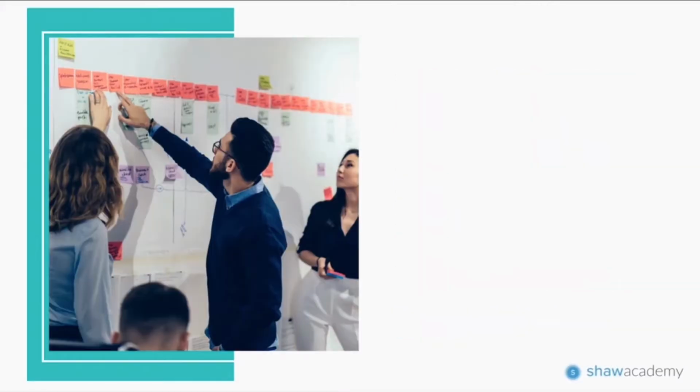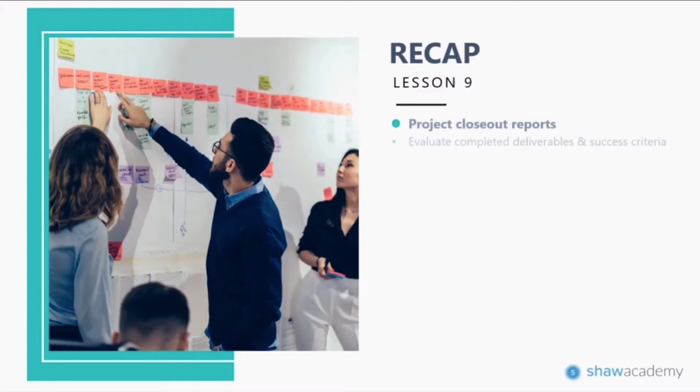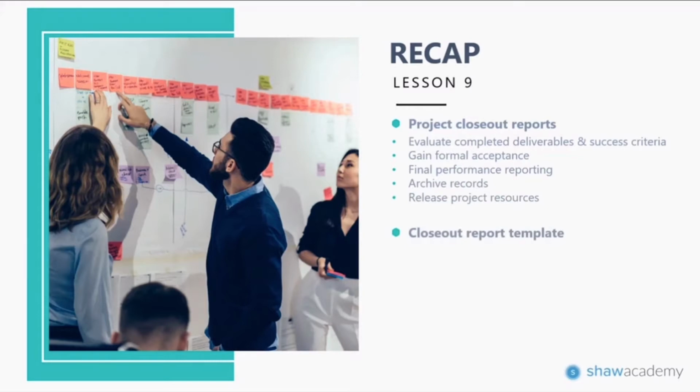Before we get started on lesson 10, I'd just like to recap lesson 9 and the different things that we discussed. Firstly, we discussed project closeout reports, and within that we spoke about evaluating completed deliverables and success criteria, gaining formal acceptance from your client, final performance reporting, the importance of archiving records, and how to go about releasing project resources. I then went on to show you a closeout report template, and then we discussed lessons learned, as well as recapped the full project management lifecycle.